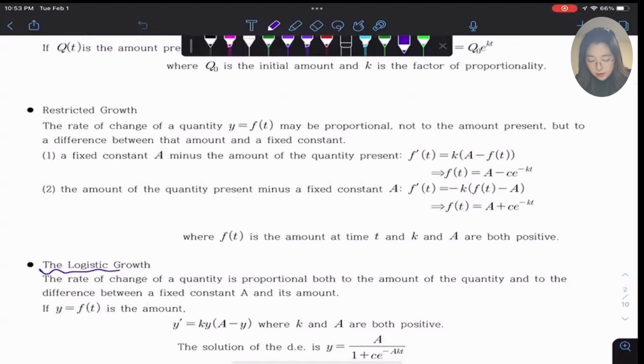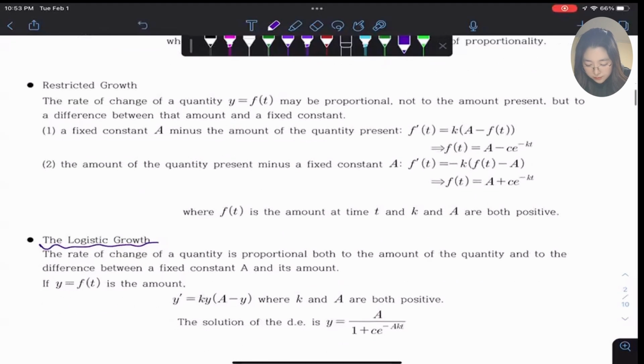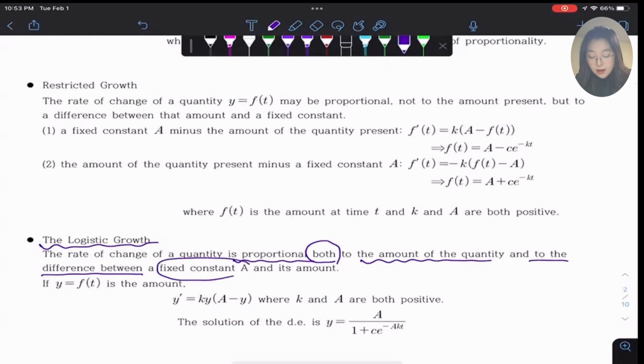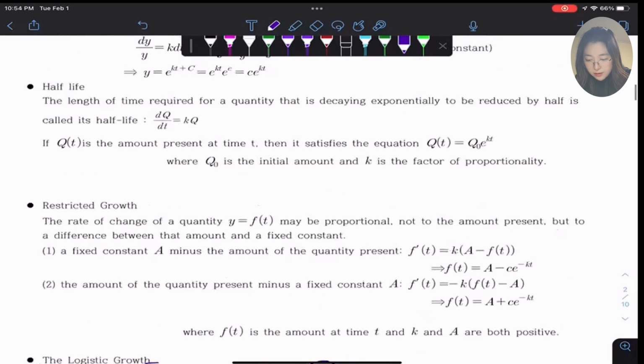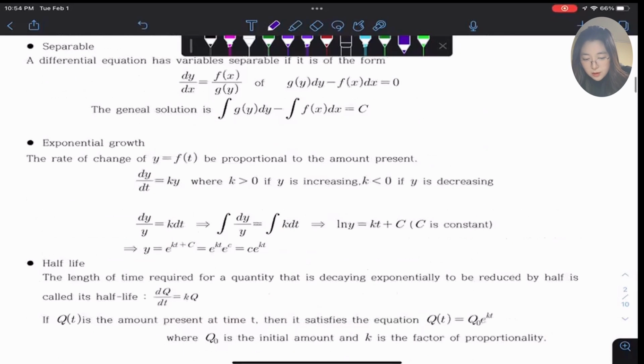In other words, this function: y prime equals k times y times (A minus y). This is current quantity. This is constant A. That is the limit value. Let's compare three functions.